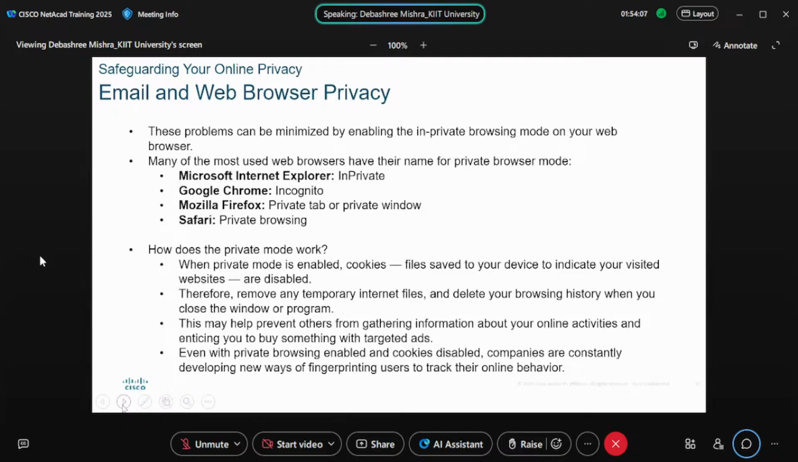Even if the private browsing option is enabled and cookies are disabled, companies are constantly developing new ways to get the fingerprints of users to track their online behavior: which online platforms they are using, at what time, and what they are surfing. Hackers, or we can say third parties, are constantly developing their algorithms to check out these details.